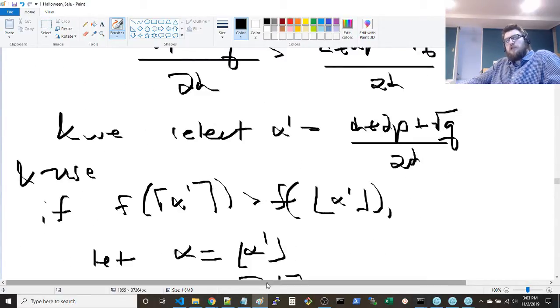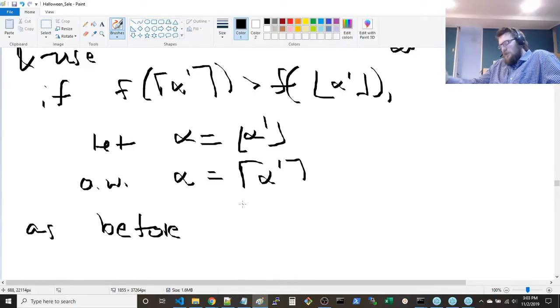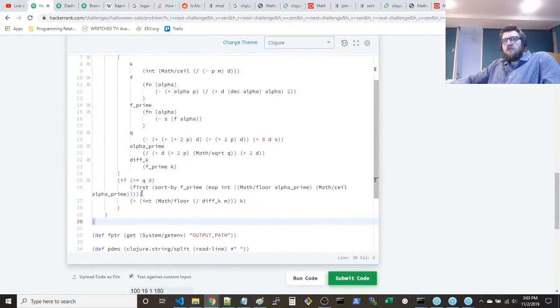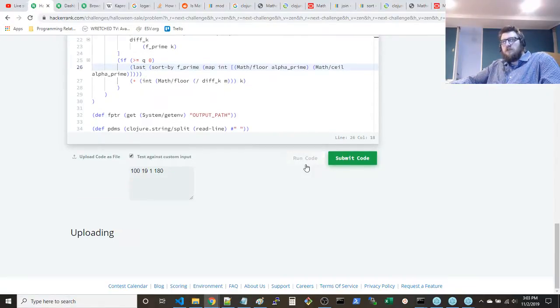Maybe it's supposed to be the last one. We want F to be as small as possible while still being positive. Well, we're crossing over the 0, so I think we actually want not the first but the last in this instance. But this is not going to work either way.